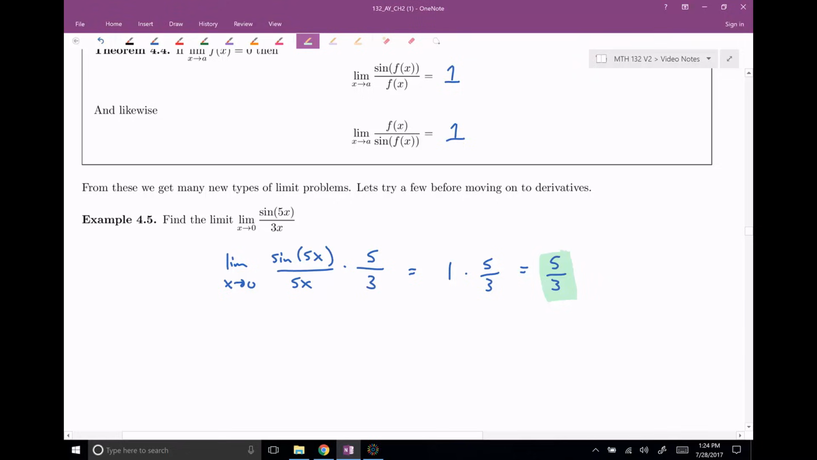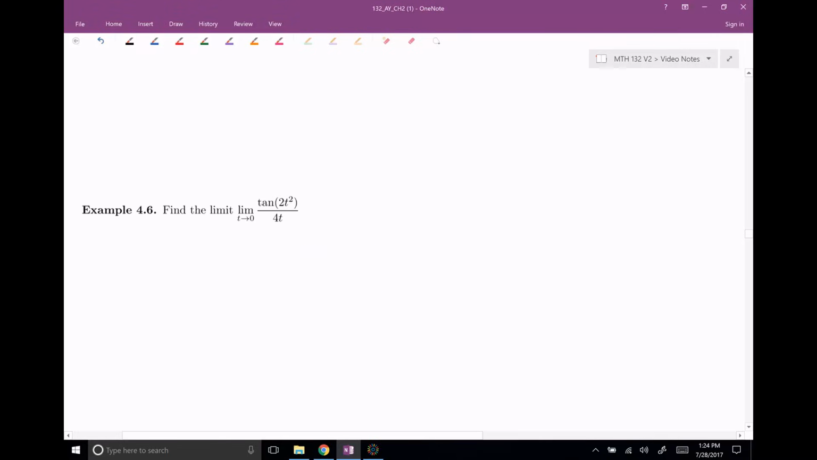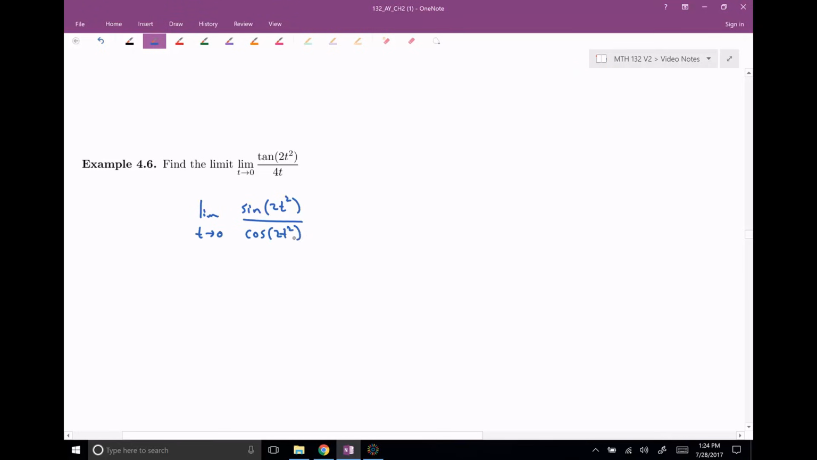So you can see that we can now do more types of limits. Let's try one more here. Find the limit as t goes to 0 for tangent of 2t squared over 4t. So let me go ahead and rewrite this. Notice I don't have any limit rules for tangent. So I'm going to go ahead and rewrite this as sine of 2t squared divided by cosine of 2t squared.